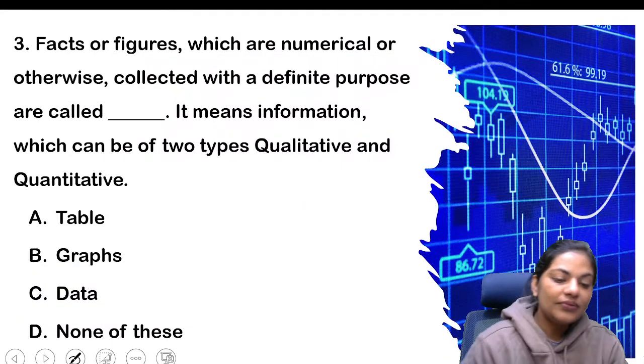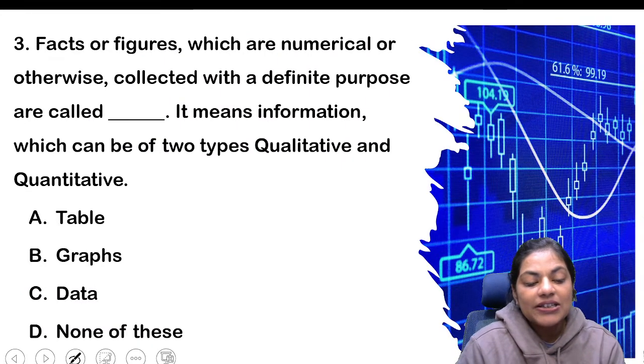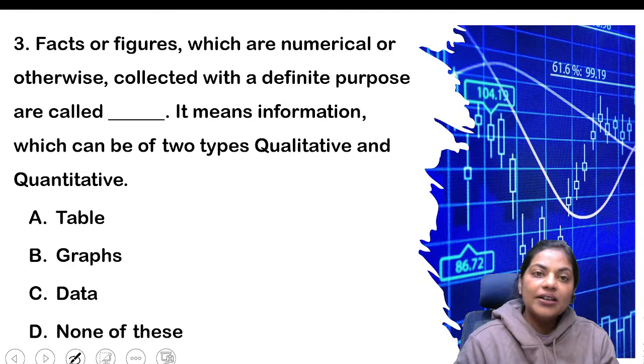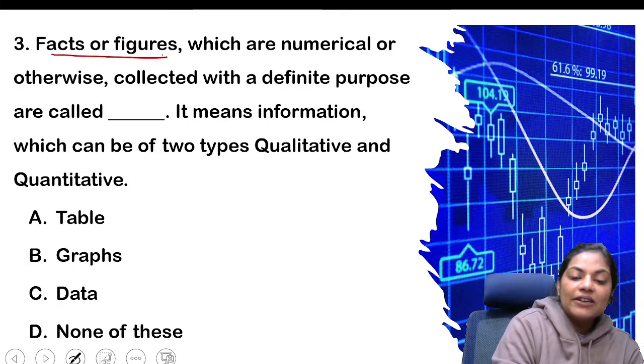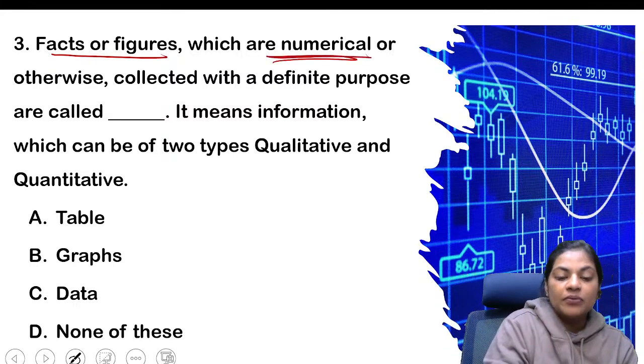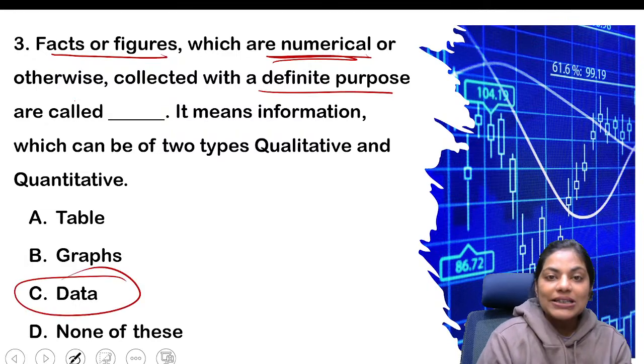Next one. Facts or figures which are numerical or otherwise collected with a definite purpose are called dash. It means information which can be of two types, qualitative and quantitative. Table, graph, data, none of these. Facts or figures which are numerical or otherwise collected with a definite purpose are called dash. Now, any facts or figures, numerical, specifically they are talking about numerical, collected with a definite purpose are called data. So what is data?